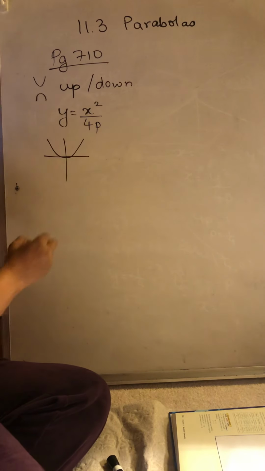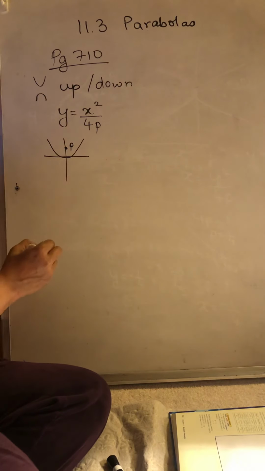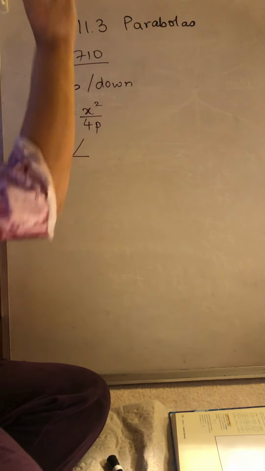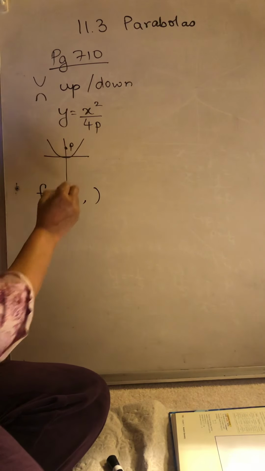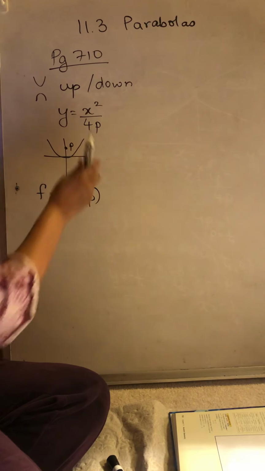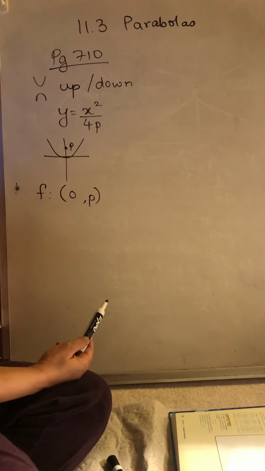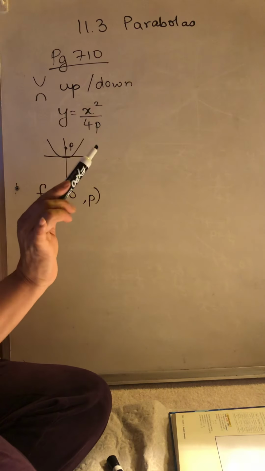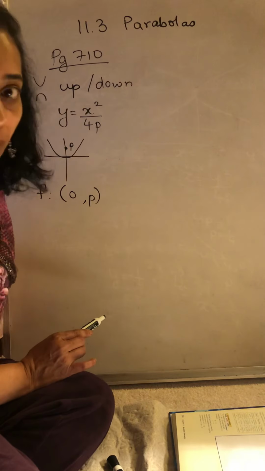It's going to look like this, which means your p is going to be here. Your focus is going to be on the y-axis. On the y-axis, every x is 0. And whatever is this is p. So just looking at the equation, you will get to know what is your p, that is your focus. You have to put your equation in this form, x square over 4 times something. You have to manipulate it so that it comes in this form. We'll do examples, it will make more sense.